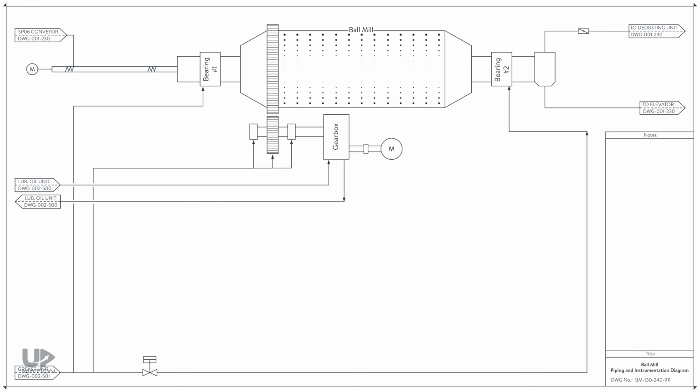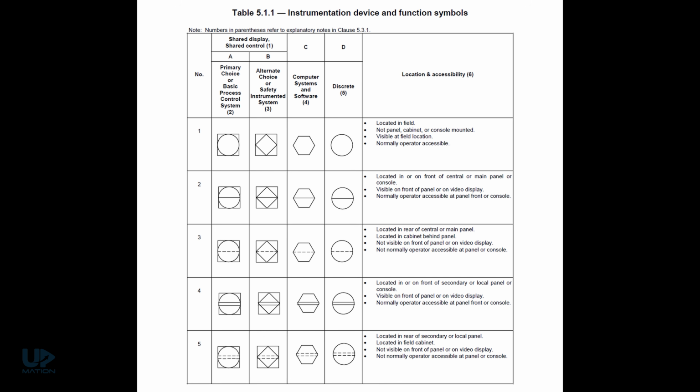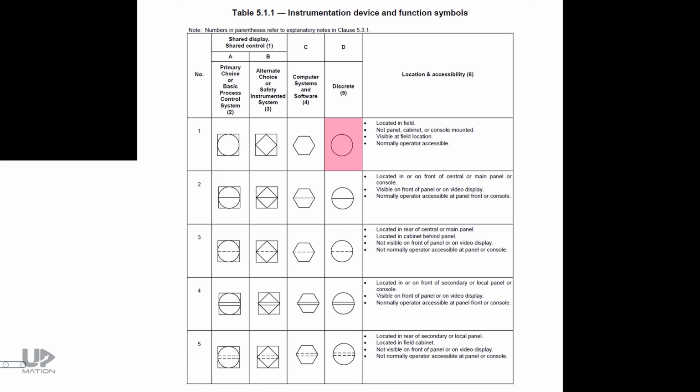After showing the main pieces of equipment and piping, the next step is adding the inline instruments. On page 36 of ISA 5.1, we have 16 different types of graphical symbols for illustrating the instrumentation on the P&IDs, and we will explain them one by one.